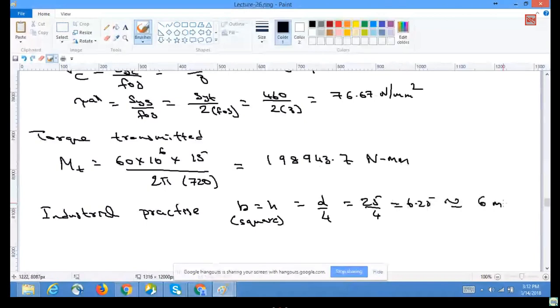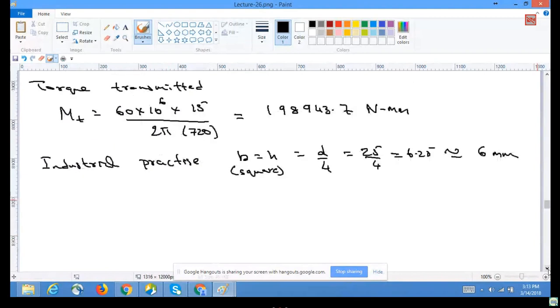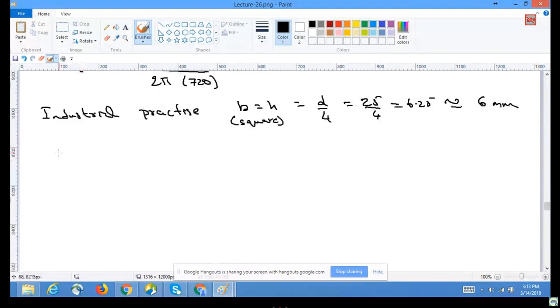So for this, now we need to determine the length. So using the shear failure, L is equal to 2 times MT divided by tau allowable times B into D.